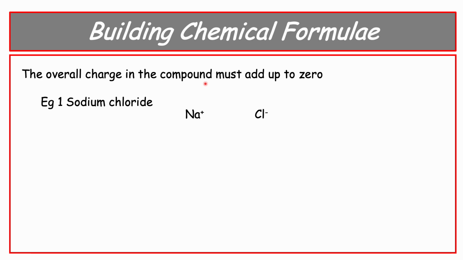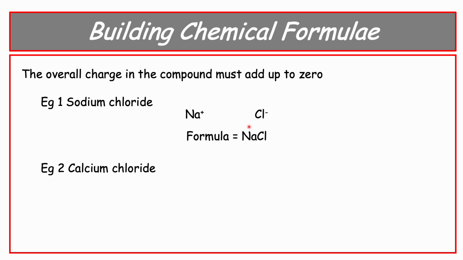So the charge in all compounds must add up to 0, and that means we need the positive charge to cancel out and equal the negative charge. In this case, I've got +1, and here I've got -1. And I know +1 minus 1 adds up to 0. So I know I need 1 sodium ion for every 1 chloride ion, so the formula would just be NaCl.